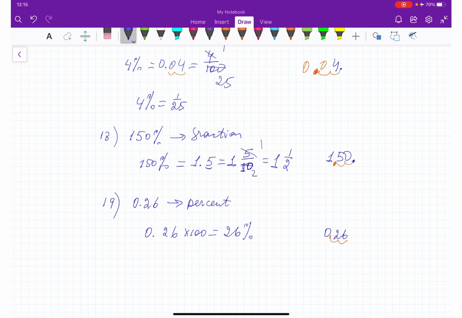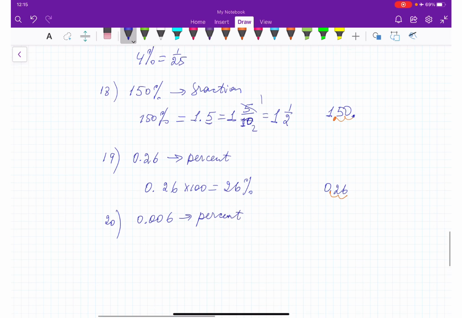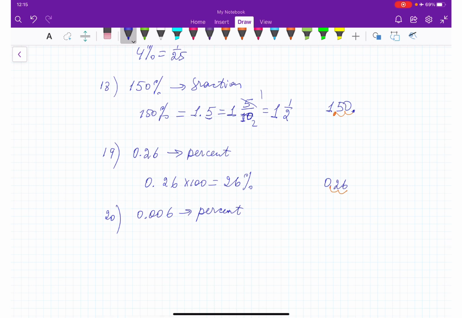Now, another decimal, write down as a percent. If we have 0.006, convert to percent. 0.006, we move by 2 positions, 1 and 2, the point will come here, and this will be 0.6%.